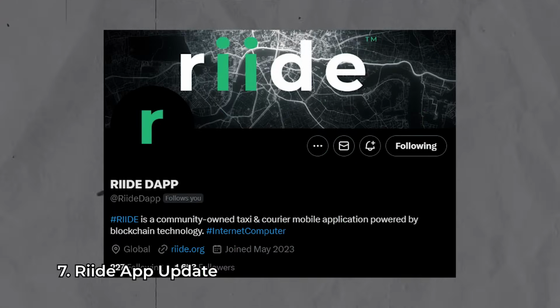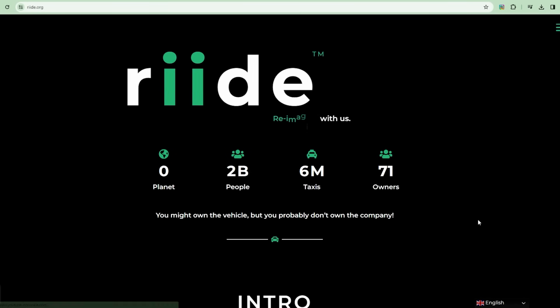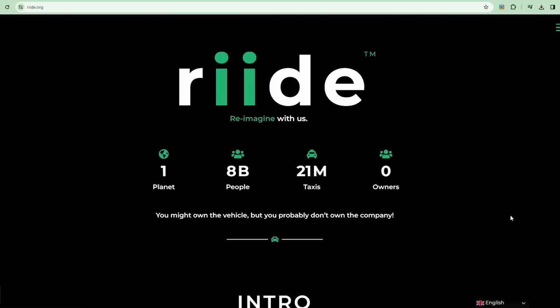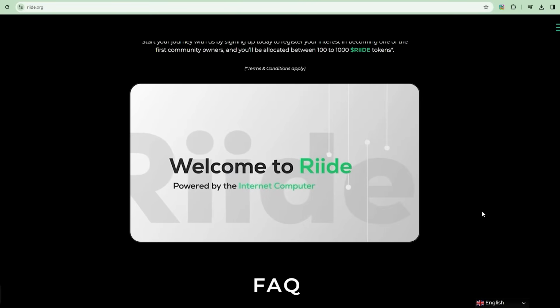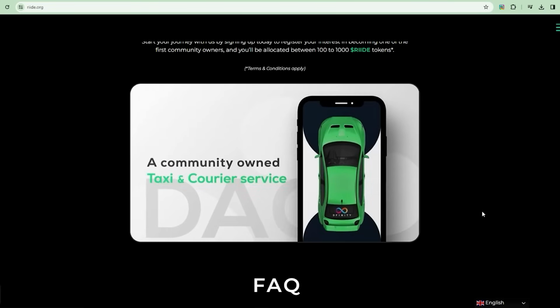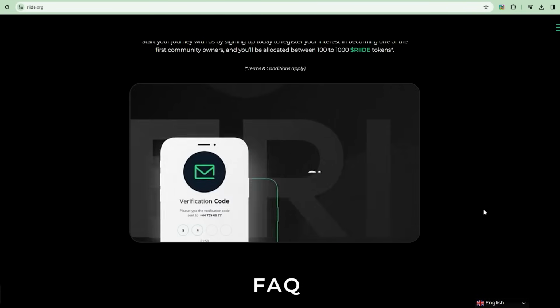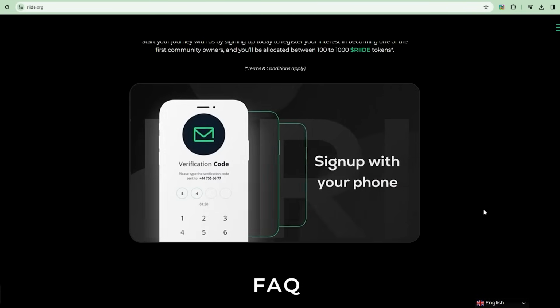We've got an update from Riide App, a 100% on-chain Uber-like platform being built on the Internet Computer Protocol. London, England will be the first city where Riide goes live, and the team is planning to expand to other UK cities and Europe. The team has shared a roadmap for Q1 2024 and announced that a token is coming soon. And let's have a look at the SNS launchpad.